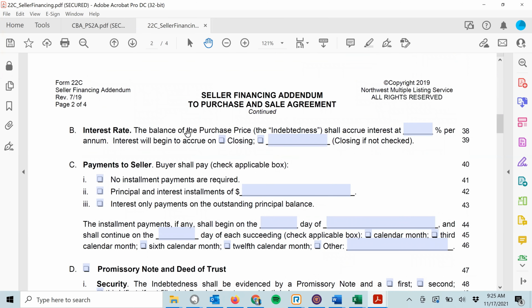All right. Interest. The balance of the price shall accrue at an interest rate of X. Did they decide on that already? Yep.